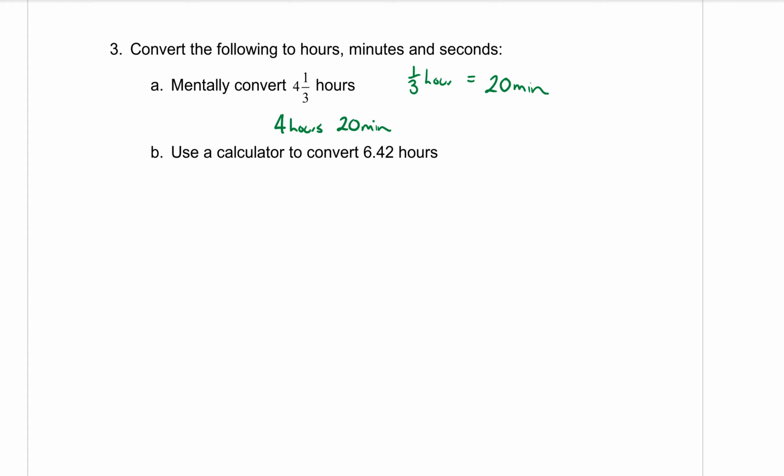Question B says to use a calculator to convert 6.42 hours, again into hours, minutes, and seconds. So I'm going to be introducing you to what I call the bubble button. It looks a bit like this. It has a circle at the front, then it has 2 little comma looking things together, and then another one by itself. Now that's drawn very largely. So that's the button that we need to use.